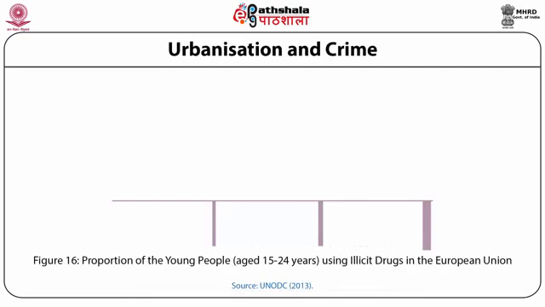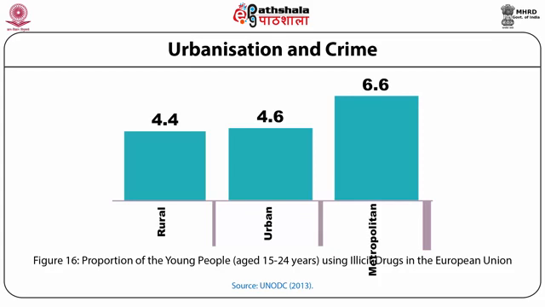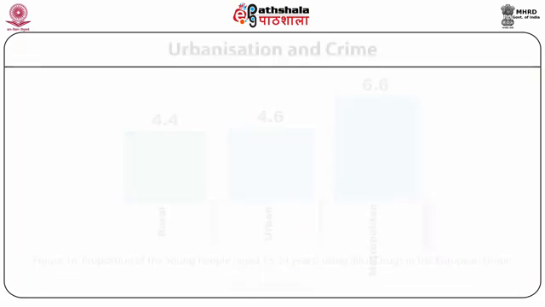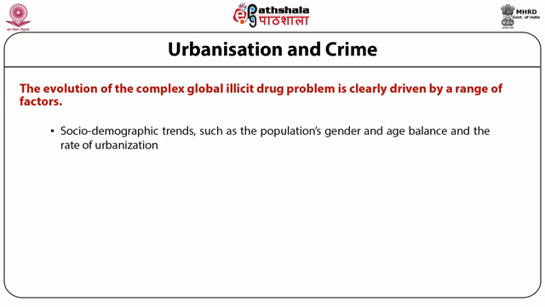Further, a survey of the use of illicit drugs by the young people in the European countries shows that the proportion of young people, that is those aged between 15 and 24 years, is 4.4% in rural areas and 4.6% in the urban areas. Although it seems that these ratios are a little higher in urban areas than the rural ones, we can see that the metropolitan cities are more severely affected, as 6.6% of the young population is found to be using the illicit drugs. The evolution of the complex global illicit drug problem is clearly driven by a range of factors. Socio-demographic trends such as the population's gender and age balance and the rate of urbanization are influential.